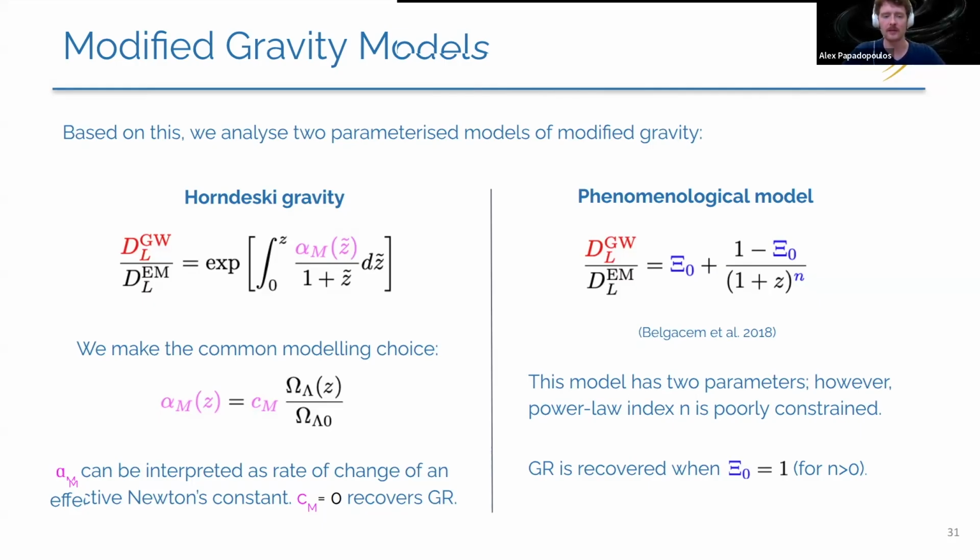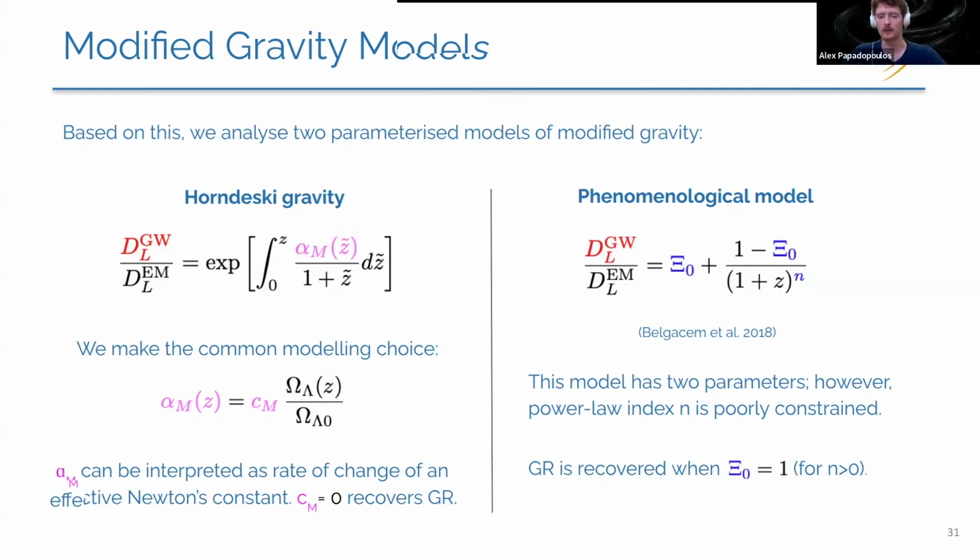So on the left-hand side, we have what is sometimes called the alpha M or CM parameterization. So in our analyses here, I'm going to refer to it as the CM parameterization because CM is the parameter that we actually constrain. And you can see that this is the rate of change of some effective constant, and that when Cm is equal to 0, this whole thing vanishes. This ratio returns to 1, and that means we recover GR.